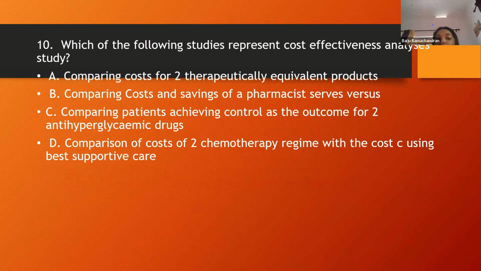Therapeutically equivalent drug means what? The outcomes are the same, so it will be cost minimization analysis. Comparing cost and savings, that is cost benefit analysis. Then comparison of cost of two chemotherapy regimens. So mostly the chemotherapy or cancer related questions, it is for cost utility analysis.